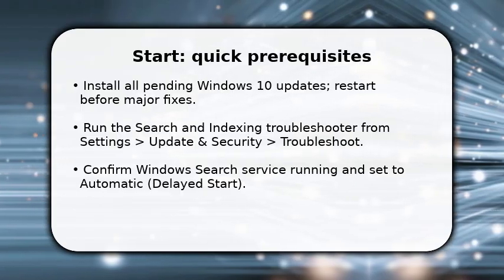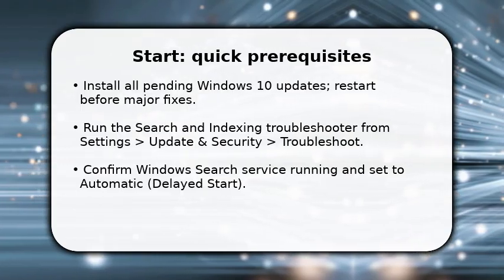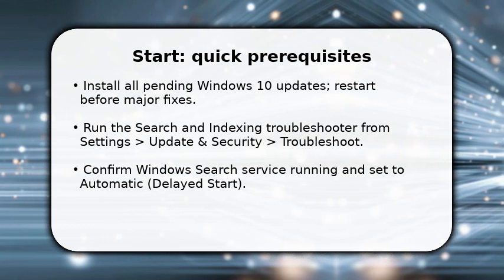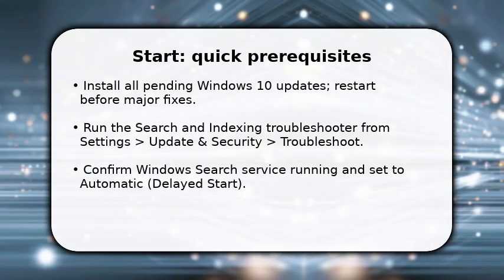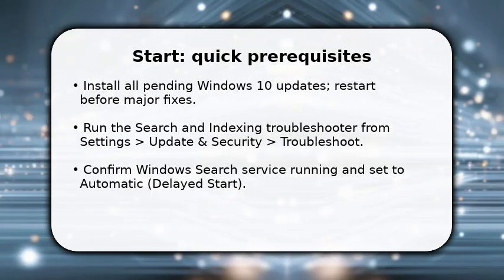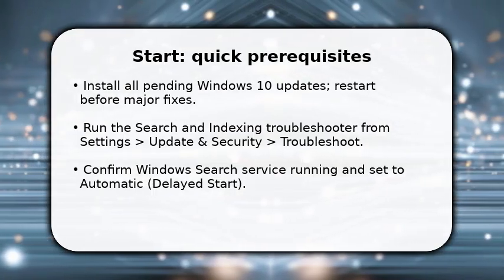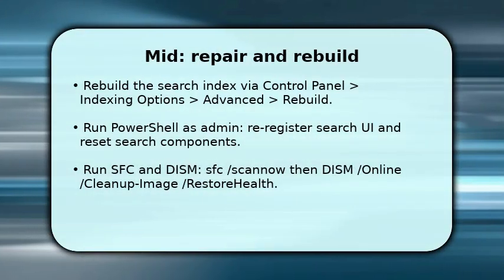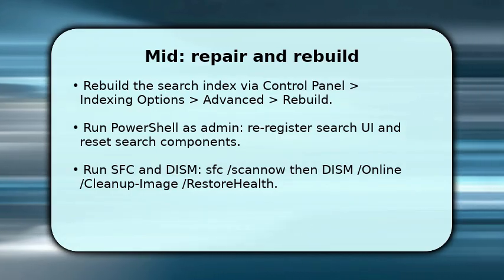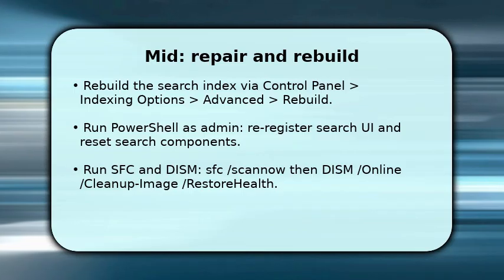These steps remove common blockers, so later repairs actually take effect rather than being masked by unfinished updates or a stopped service. Once the service is healthy, rebuild the index so corrupted index data stops causing missing results. Open Indexing Options, Advanced, Rebuild, and expect time for large drives. Then run PowerShell as administrator to re-register Search and Cortana components. That repairs broken app registrations and manifests.